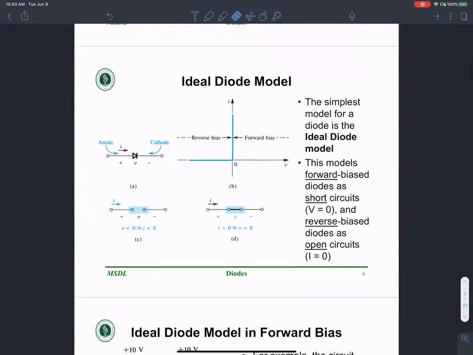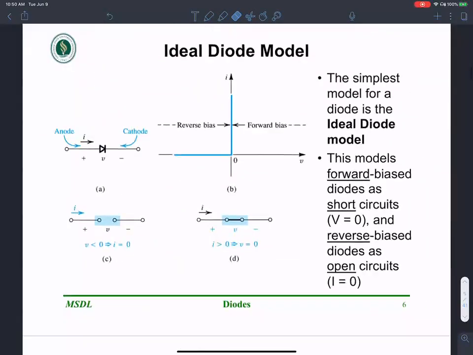So here is the ideal diode model, the large signal model. On the left is a diode, on the right is a model. Model means approximation.